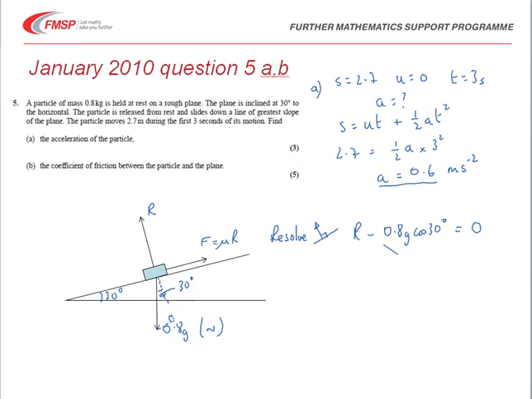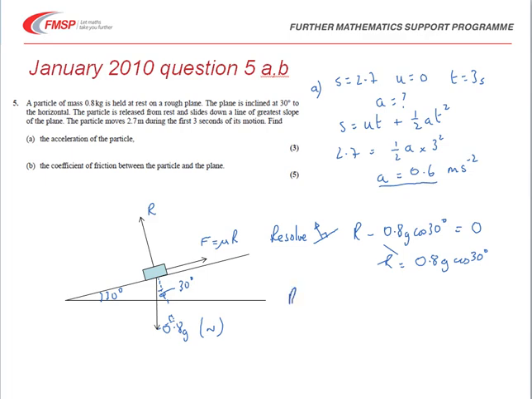Therefore R is itself equal to 0.8 g cosine 30 degrees. We know that F is equal to mu R, and mu is the thing that we're trying to find. So we can use that, but resolving the forces down the plane.